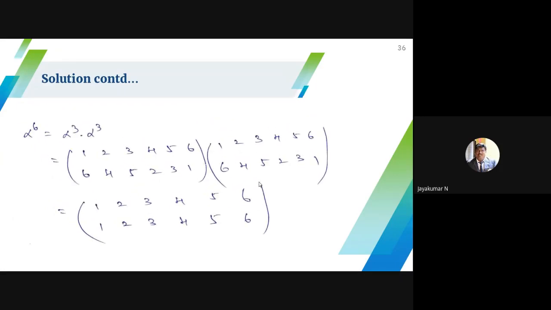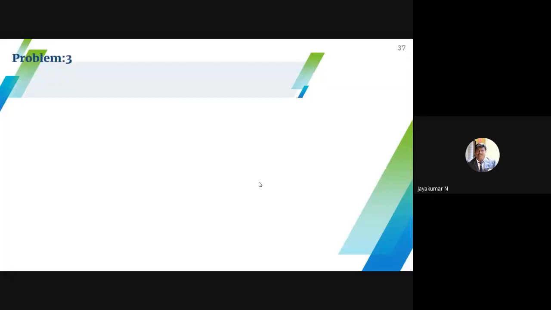So alpha power 6, alpha cube to alpha cube. Please work out problem number 2, which I showed now. Because if you work out all the possibilities, the permutation is clear for you. When you work it out, then only you get a clear-cut idea. If you work it out, then only you may have some doubts. Then you call me, sir, this is my doubt, please explain. I will definitely explain. So you can get a clear-cut idea about the composition of two permutations.